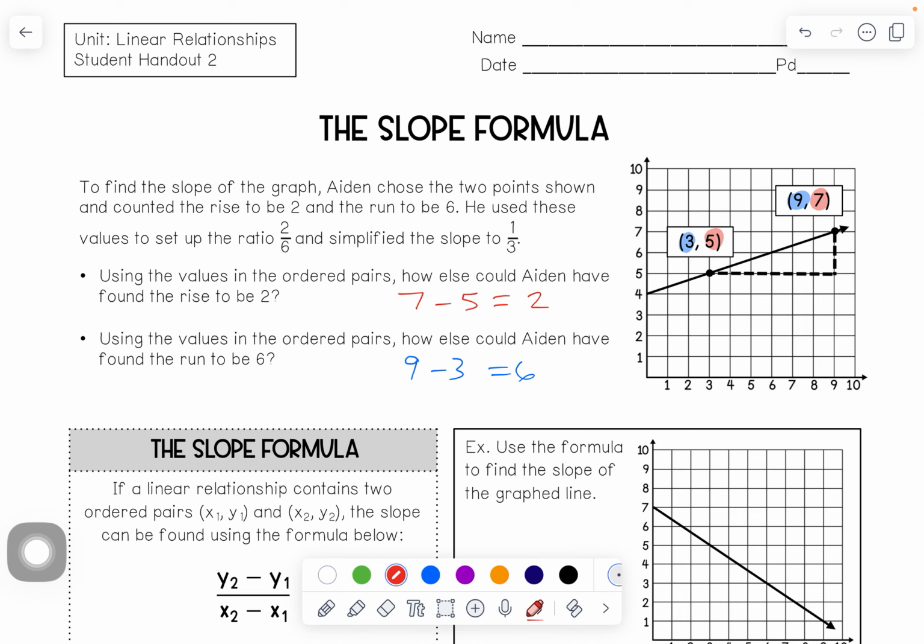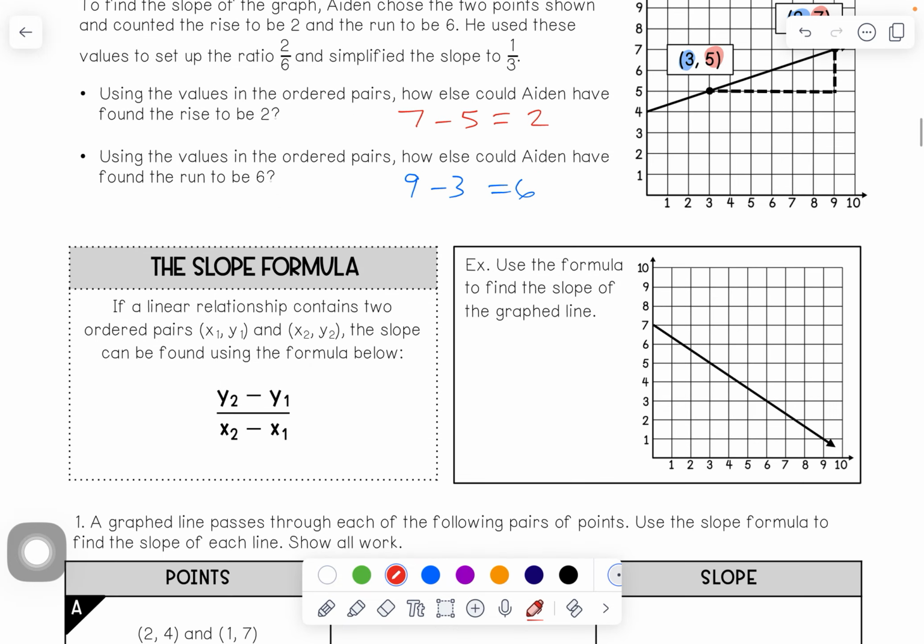So if we don't have a graph, or maybe the numbers are too big to plot, we can still find the slope. This is our slope formula: y2 minus y1 over x2 minus x1. Don't be confused by the 2's and the 1's. The only significance that they have is to describe the point or the coordinate that that number comes from. Does it come from the first point or the second point?